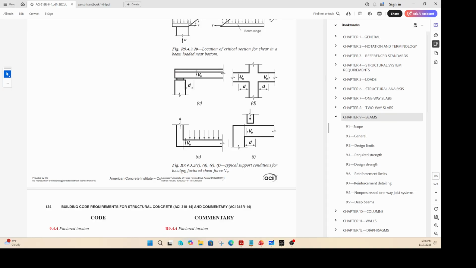Okay. There's another scenario wherein, let us say you have loading within the D distance here.